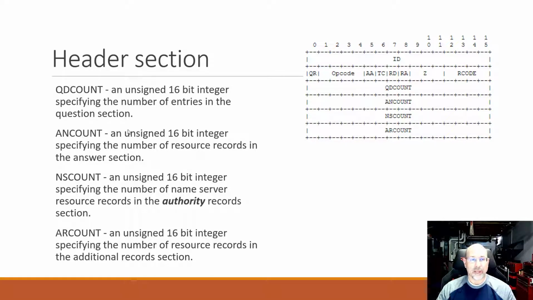We get a query count, answer count, and then here is the authority, right? Whether or not there are authoritative answers, and then is there anything else that we need to know. So this part of the header is actually pretty easy. It's just a set of counters.